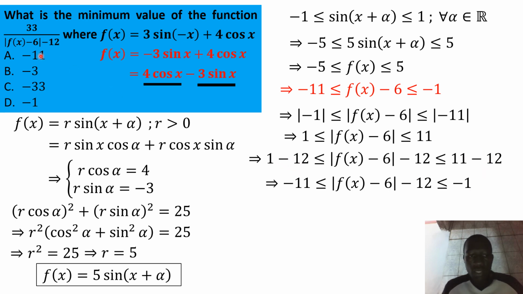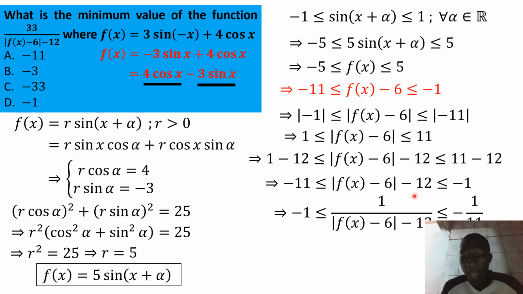Now what we need to do next is reciprocate. So we have to take the reciprocal of the absolute value of f of x minus 6, minus 12, and we have already seen previously that the function 1 over is a decreasing function. It therefore means that if I take 1 over, I'm going to switch my bounds. So I take 1 over -1, which is -1, and I take the 1 over -11 to the upper bound, because the function I introduced is a decreasing function.